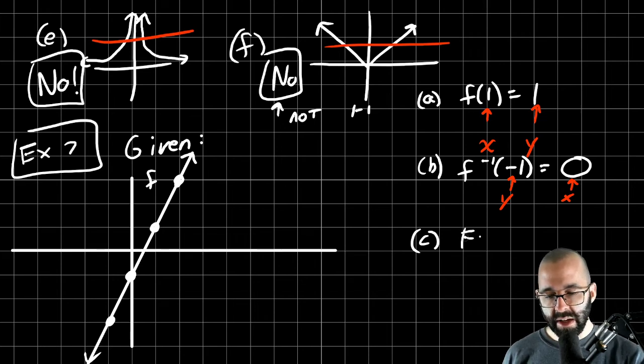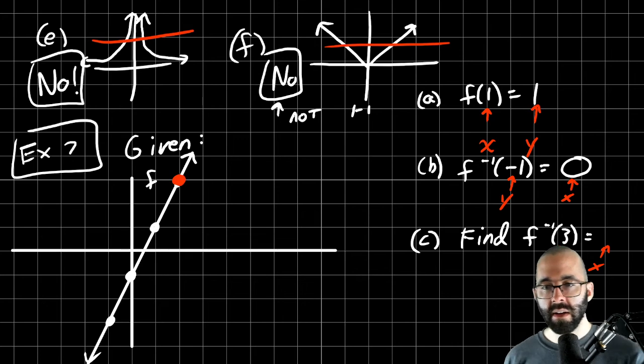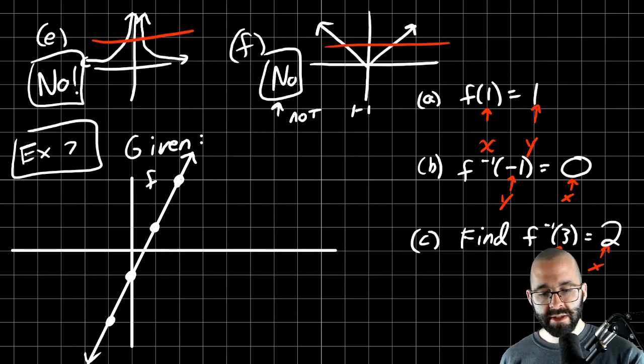Find f inverse of 3. Let's do it again. It's the same logic, right? We can do this by looking at when is the y value equal to 3? Y value is equal to 3 right here. What's the x coordinate here? And the answer is 2. That's how you can solve these problems. One more graphing example, and then we'll wrap up this video.